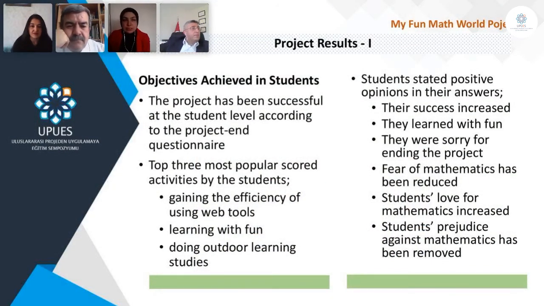And project results, objectives about students. The project has been successful at the student level according to the project questionnaire, our survey. On the survey, there are the top 3 most popular scored activities by the students. First, gaining the efficiency of using web tools. Second, learning with fun. And the third, doing outdoor activities, outdoor learning studies.